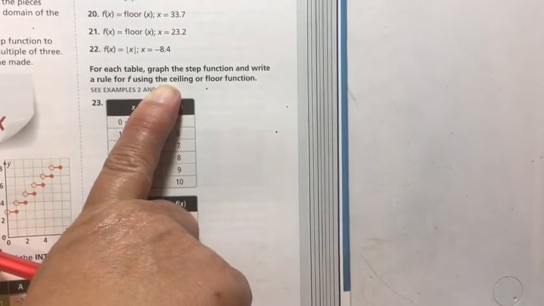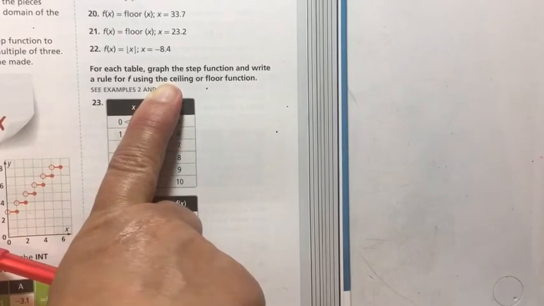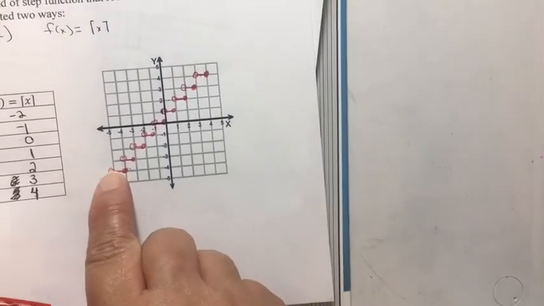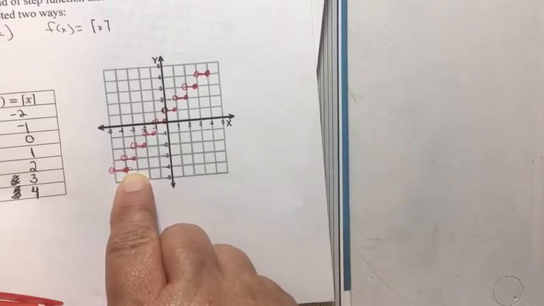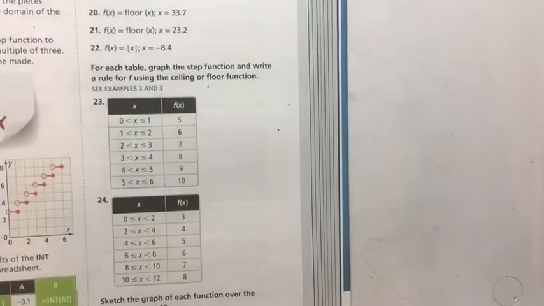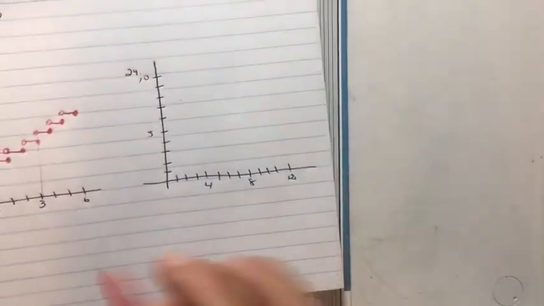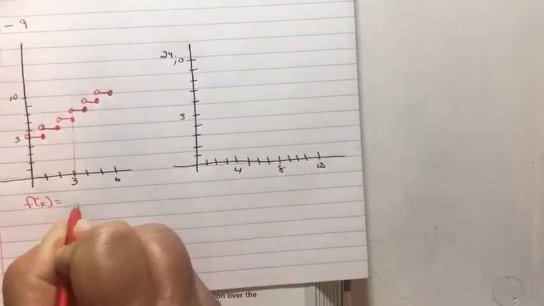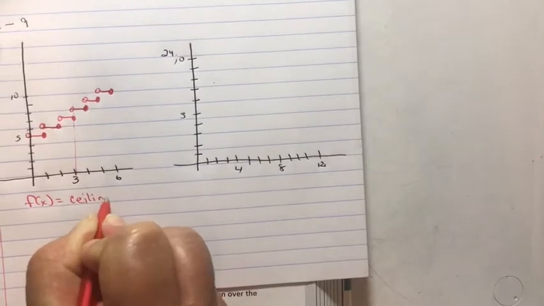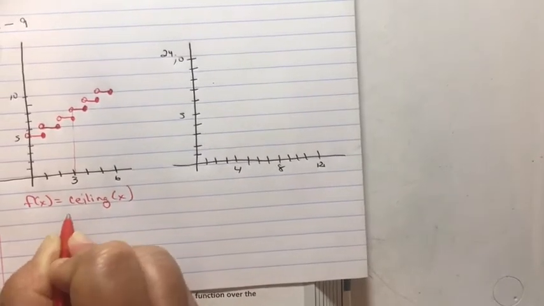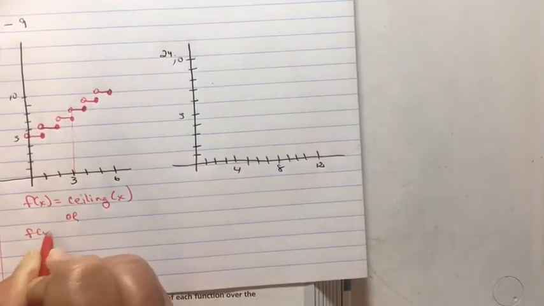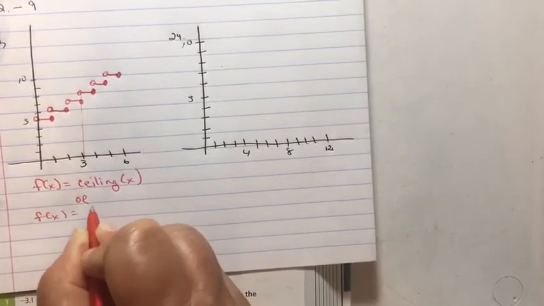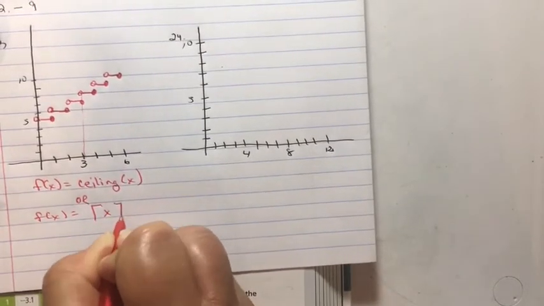Okay. The directions also say to express this as a ceiling or a floor function. Well, if you think about your notes, the one where it was open on the left and it went up to the closed part is always going to be the ceiling. So you could have written this as a ceiling function. F of x equals the ceiling of whatever x is. Or if you like that notation better, you could do the little ceiling bar like that.